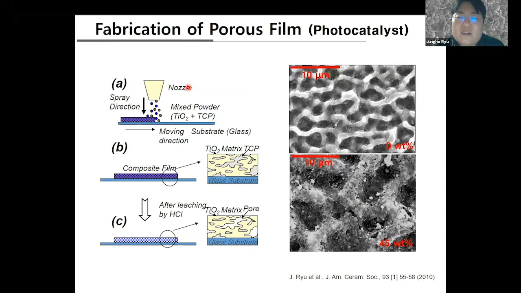And sometimes people are asking about porous materials. So this one is one of the examples. We have a similar method that can make the porous body. So we mix together titanium oxide and tricalcium phosphate. This is water soluble, and we mix together and spray. Then the film will be kind of a composite. After leaching out the tricalcium phosphate, then it'll be porous. So we use this one for photocatalyst. Of course, this one cannot be used for actuators, but from the sensor viewpoint, it can be used for gas sensors.